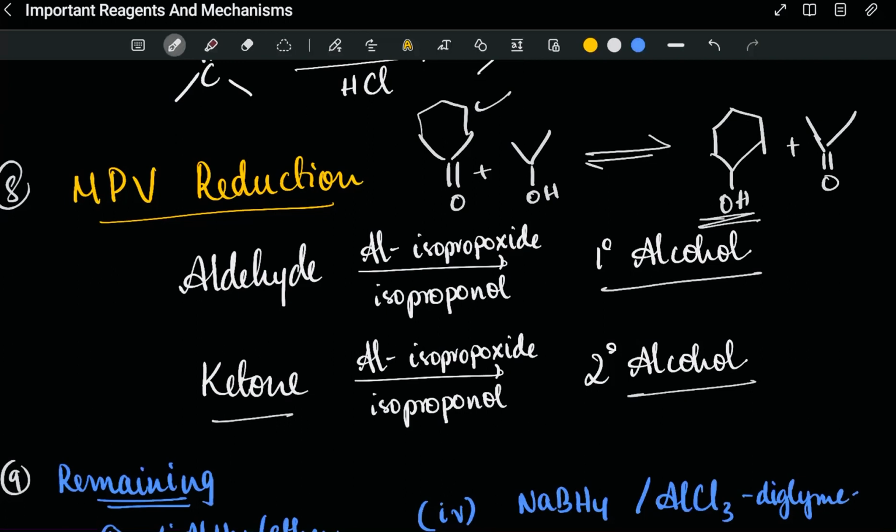In the reverse reaction, when I take a primary alcohol and add it with acetone, then I will get an aldehyde. If I take a secondary alcohol, then I'll get a ketone. This is also reversible.